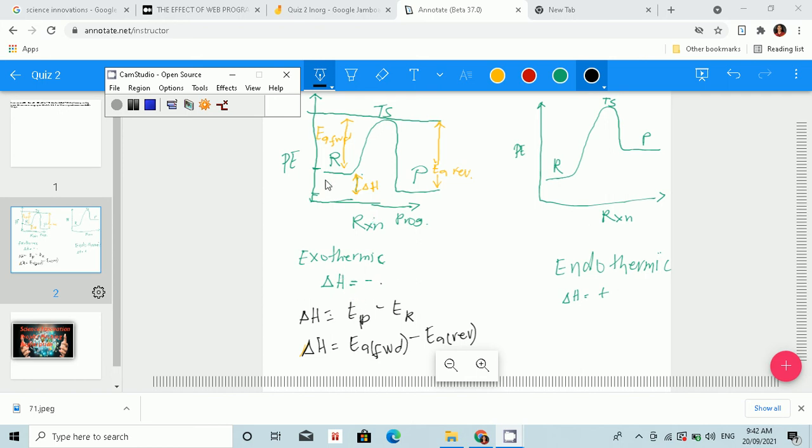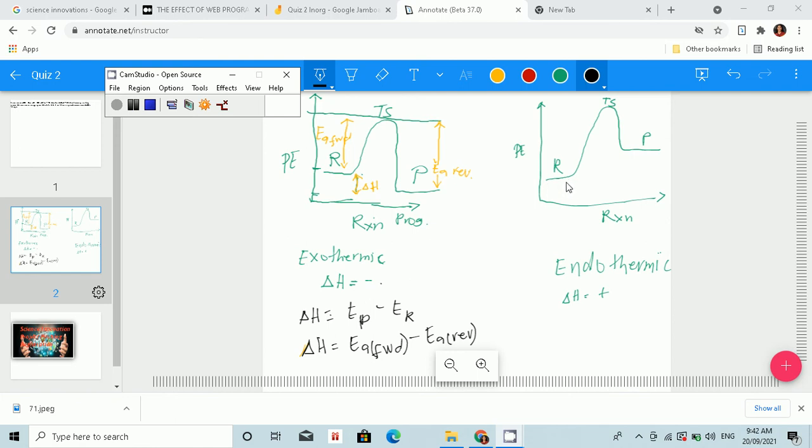So when you see that the reactant has higher energy and the product has lower energy, that is an exothermic reaction. The reaction releases energy.